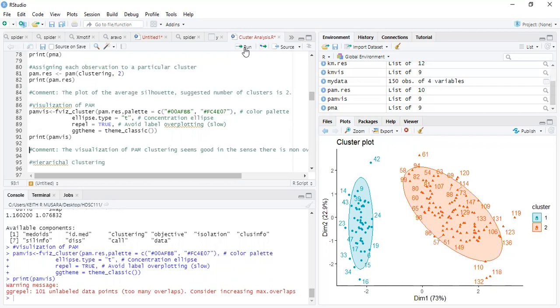So the visualization of the PALM clustering seems good in the sense that there's none overlapping. This is a hint that I'm giving you.